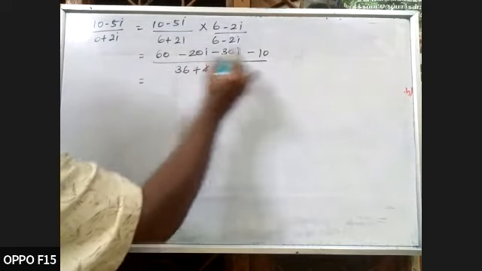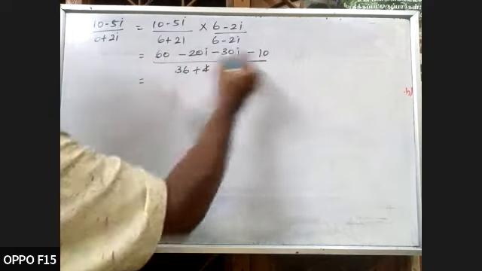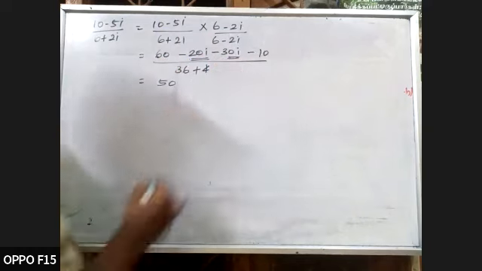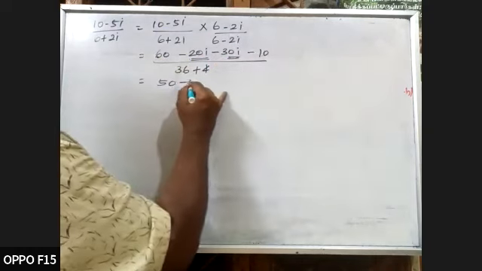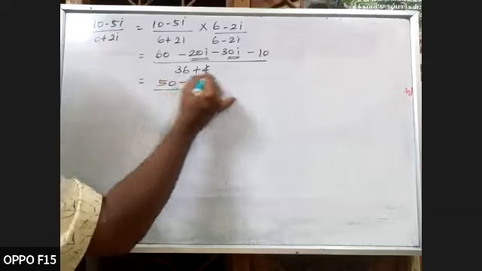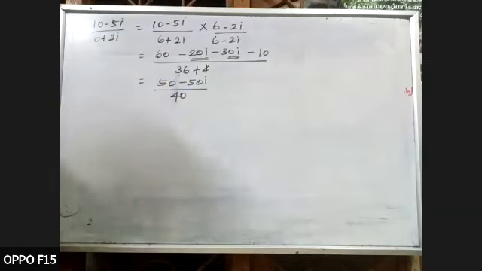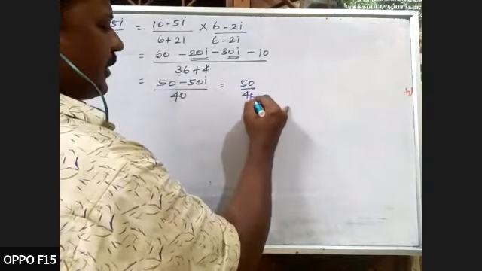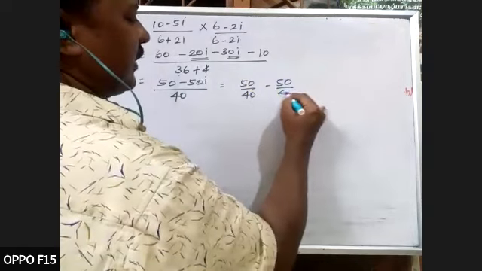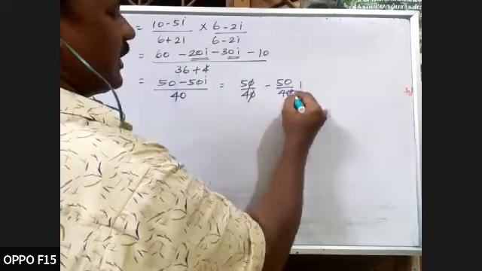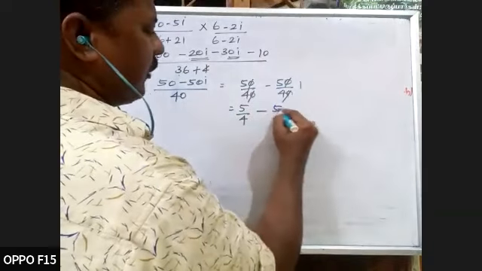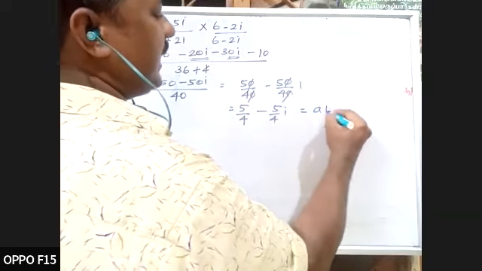Therefore we can separate the real and imaginary parts. 60 minus 10 equals 50. Minus 20 and minus 30 are like terms, imaginary terms, so minus 50i, divided by 36 plus 4, which is 40. Therefore, the answer is 50 divided by 40, separately, minus 50 divided by 40i. Zero, zero cancel. Therefore, the answer is 5 by 4 minus 5 by 4i. This is of the form a plus ib.